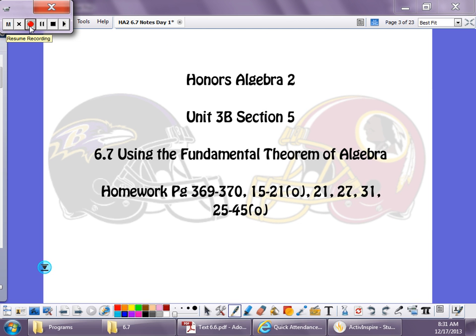So we're doing the fundamental theorem of algebra today. Like I said, this homework is optional. The real homework is the review for the test, which I'll give you at the end of class.